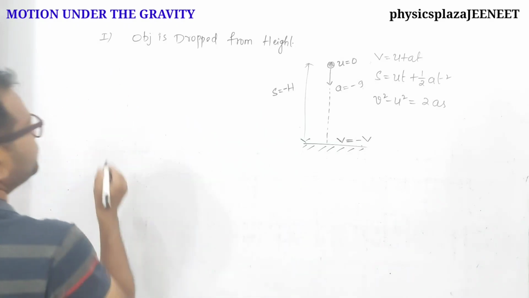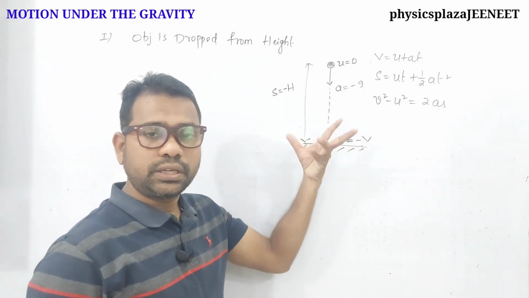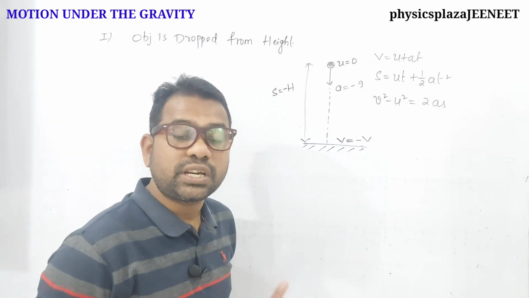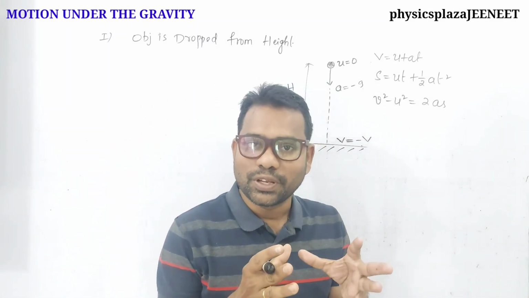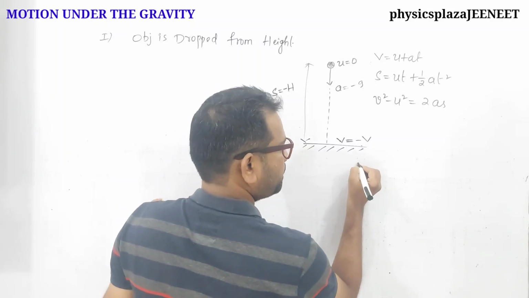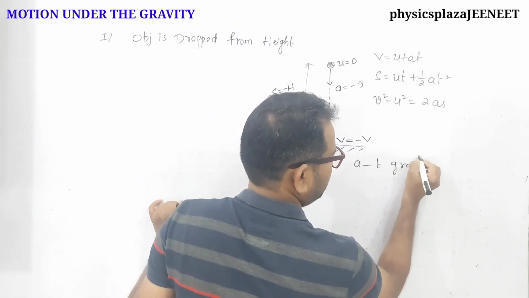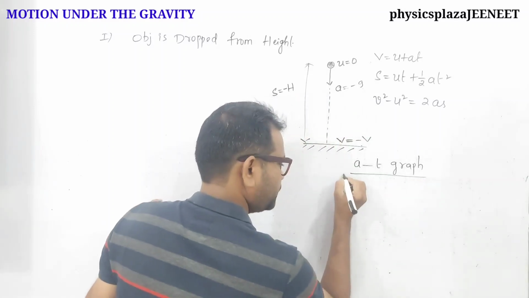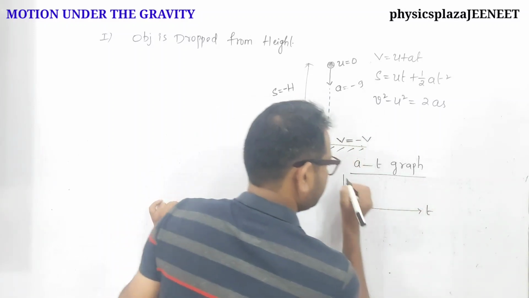Now let us take the first equation children. Throughout the journey, is there any change in acceleration? No, acceleration remains constant. Acceleration does not change with time. So children, can you guess how the acceleration-time graph will be? For this, if you can see the acceleration-time graph, it is time.